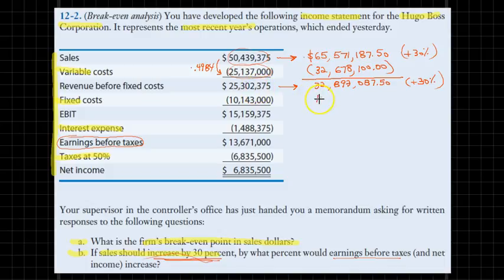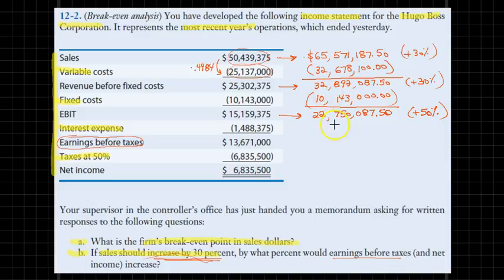So a 30% increase in sales results in a 30% increase in the revenue before fixed costs. Now, fixed costs would not change as a result of an increase in sales, so therefore the same figure will apply here. We look at the difference and we realize it's equal to $22,750,087.50. Now this number is actually a 50% increase from its previous level. So the increase from 15 million to all the way to 22 million is a 50% increase.